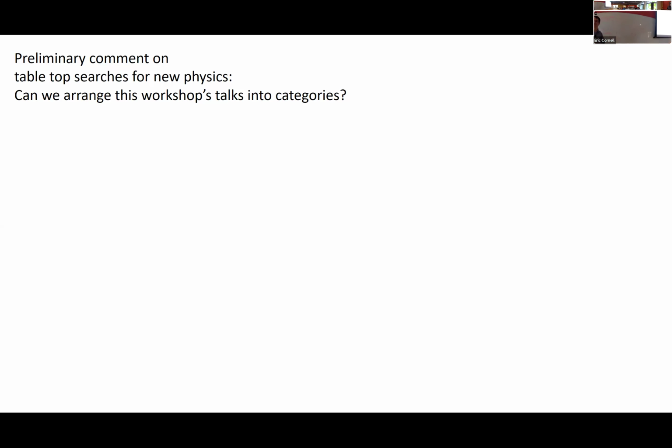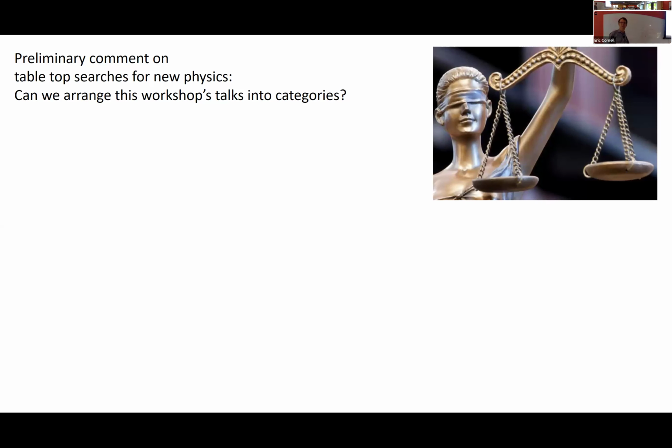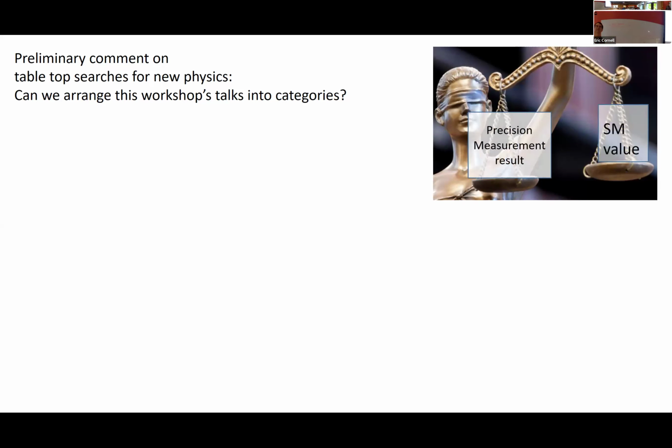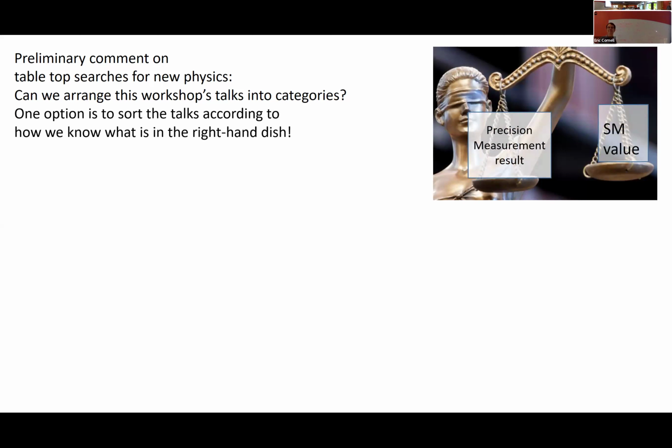One way we could arrange them is by saying, well, we're in the business of looking for physics beyond the standard model, mostly using very precision measurements. It's all very well that we can make a measurement of 15 digits, but we have to compare it to something. So how do we do this comparison? How do we compare our precision measurement results to the standard model value? And there's different ways of doing it. And that's one way we can sort of divide things up.